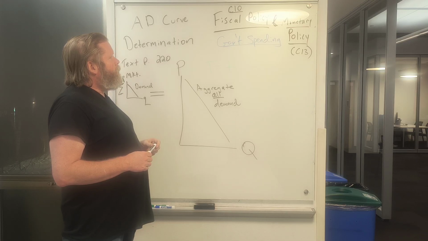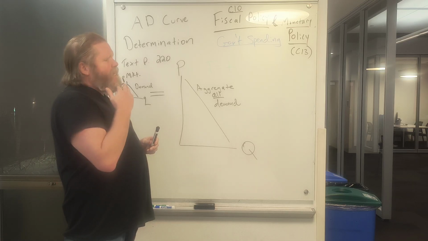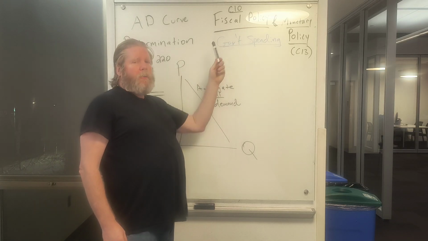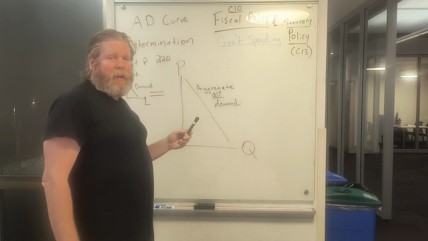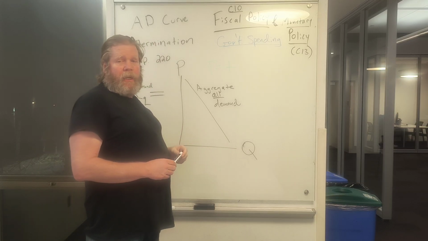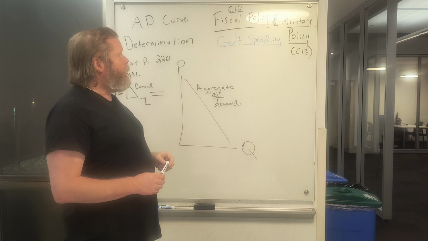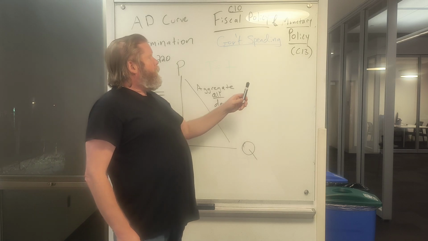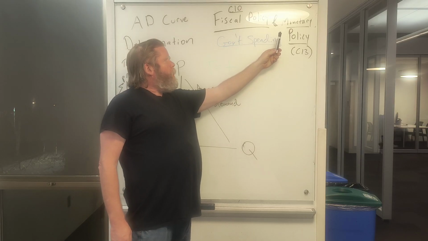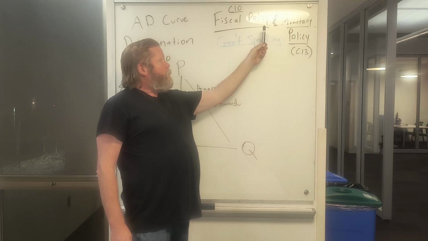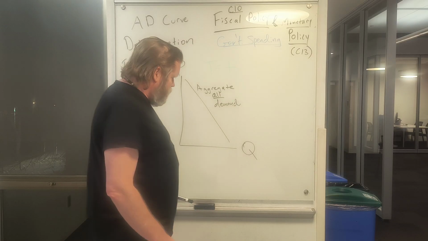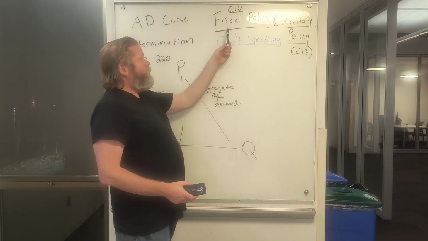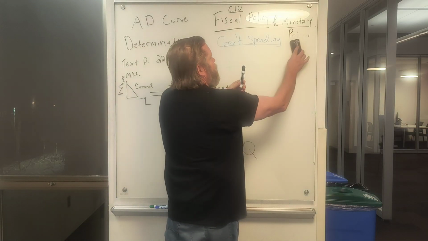Basically, fiscal policy is one of the two major ways that governments can affect the economy, particularly employment. That's where it's particularly important, and inflation. And the other way is monetary policy. There's fiscal policy and monetary policy. And monetary policy we'll get to in chapter 13. So today we're going to talk about fiscal policy.